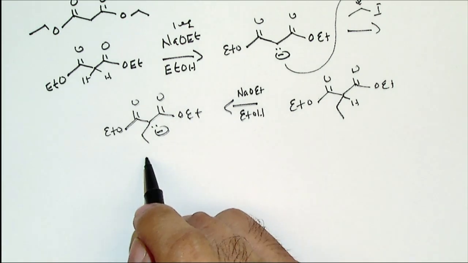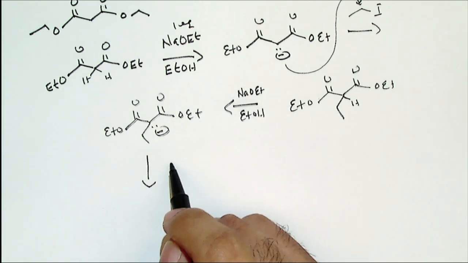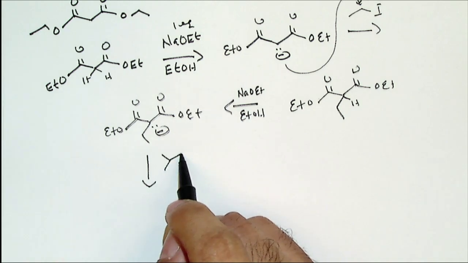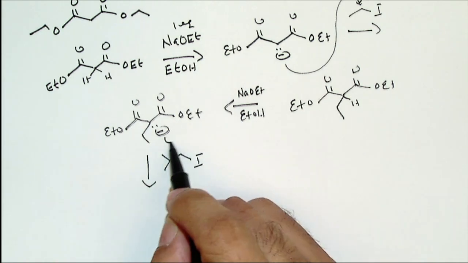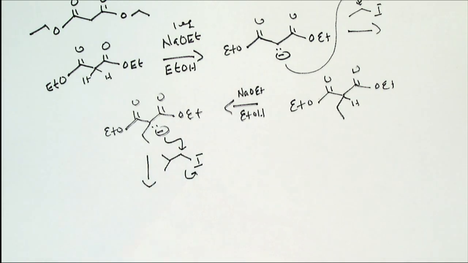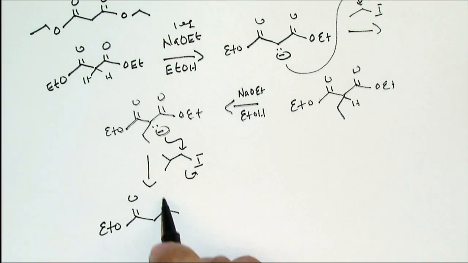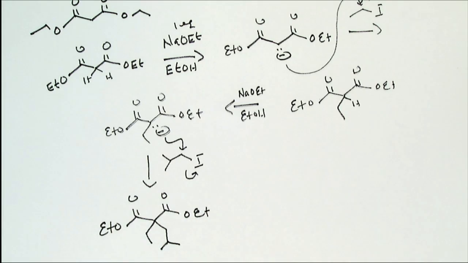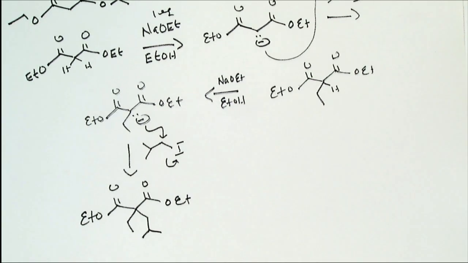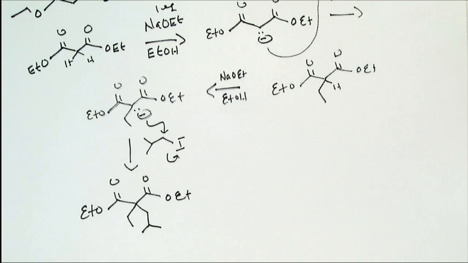So let us say that I now treat this with a nice primary alkyl halide like that. You attack here, you kick that out, nice SN2 reaction. And so therefore, what I am going to have here is this situation where I had added an ethyl, and now I add this isobutyl, right? Now, if I don't do anything else here, this is my final product.